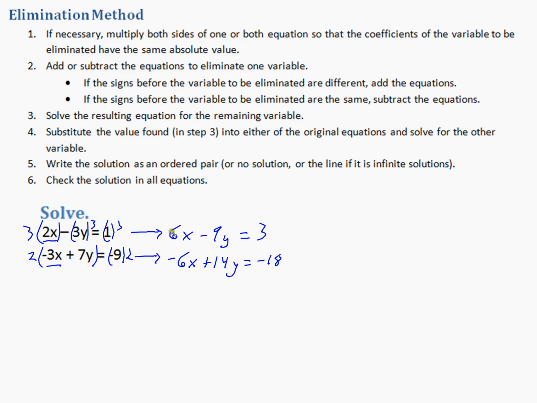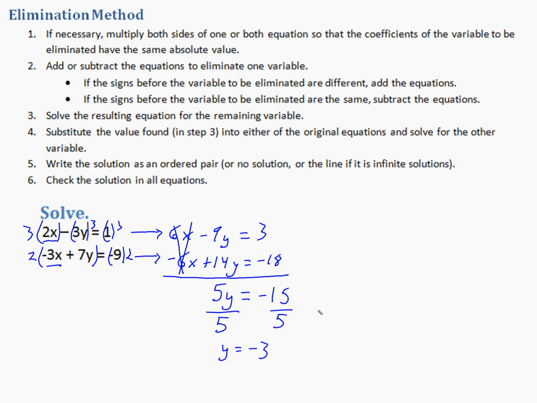And now we have two coefficients that are opposite, so we can go ahead and add these equations. 6x plus negative 6x is 0. Some people like to just cross those out because they're 0. Negative 9y plus 14y, that's 5y. And 3 and negative 18 is negative 15. Dividing both sides by 5, we get y is equal to negative 3.